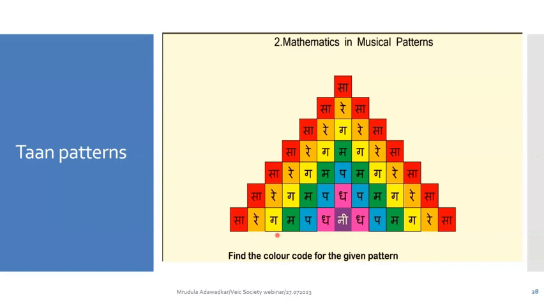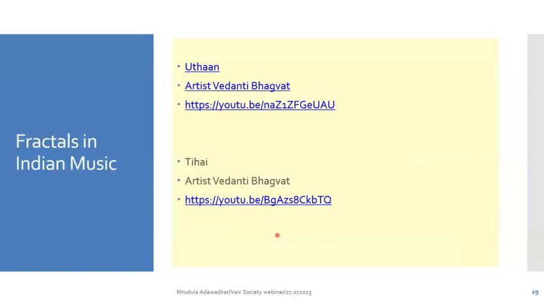So this is how, when we come back to sa, our avartan is complete. Sa always gives us a sense of fulfillment, a sense of accomplishment. So coming back to sa is really very important, and that is the reason why sa is forming the boundary of this particular pyramid. So I'll give you a few examples even in dance.